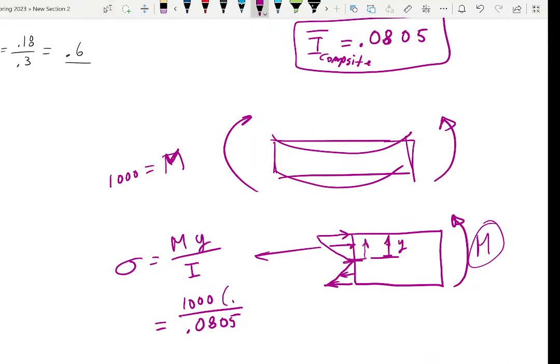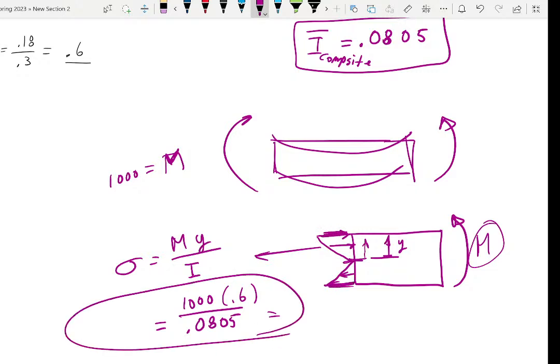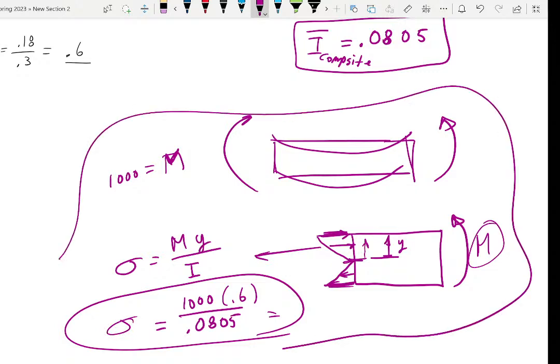So here it becomes 0.6, and you can figure out the stress at that top or the bottom layer. I shouldn't even be saying that. That's illegal for me to say. That's mechanics of materials.